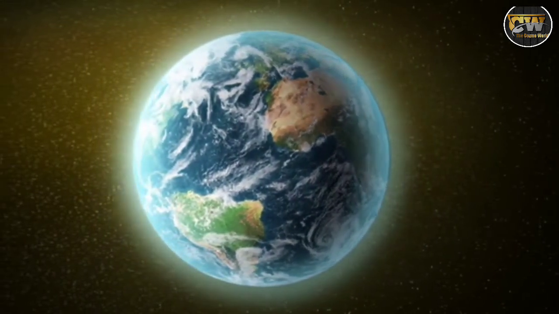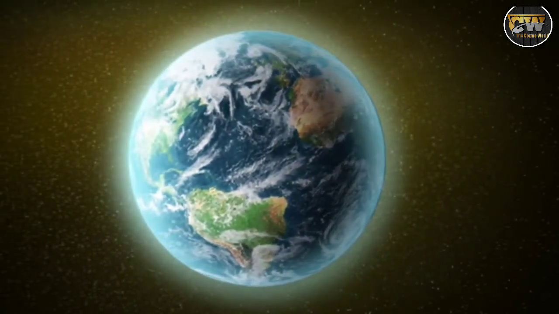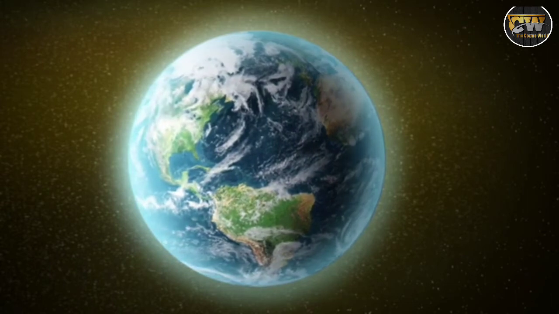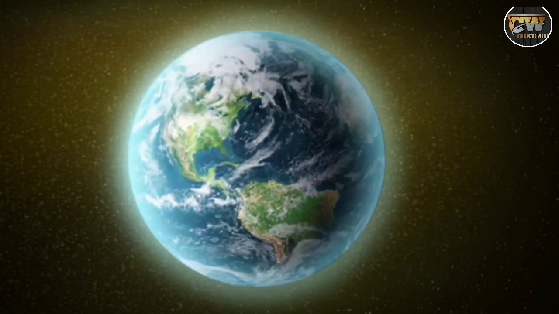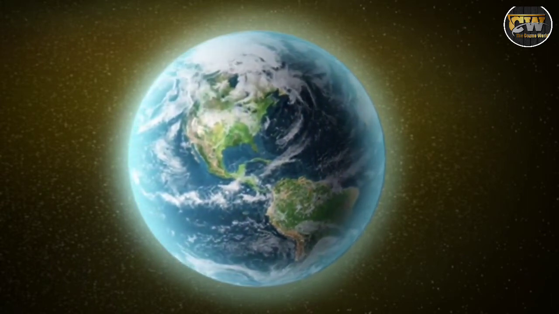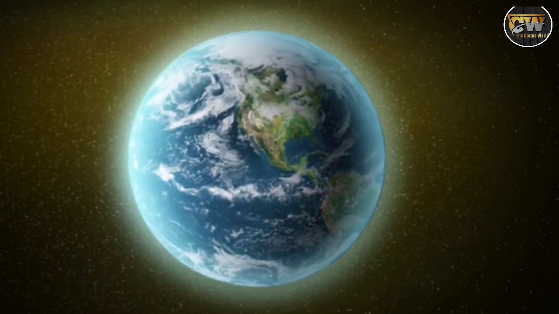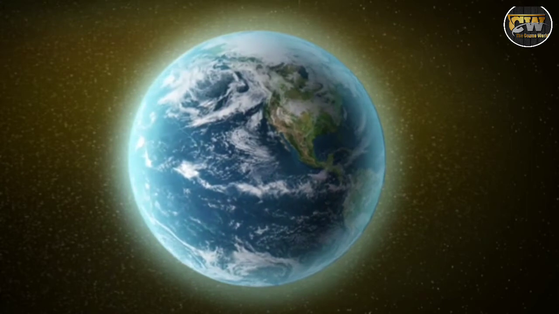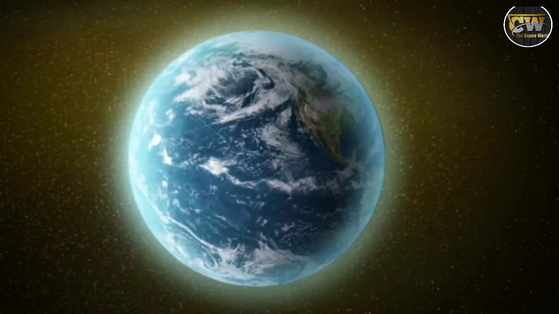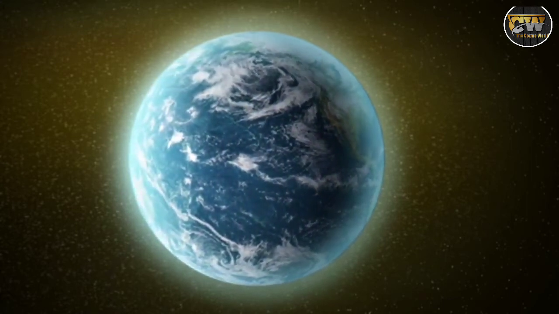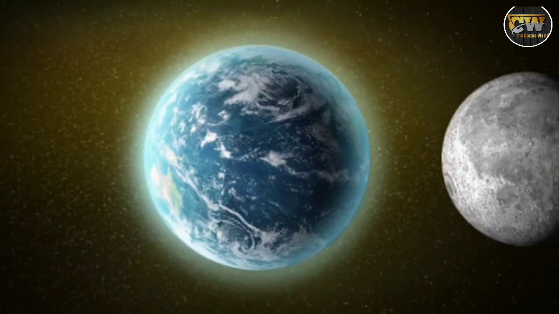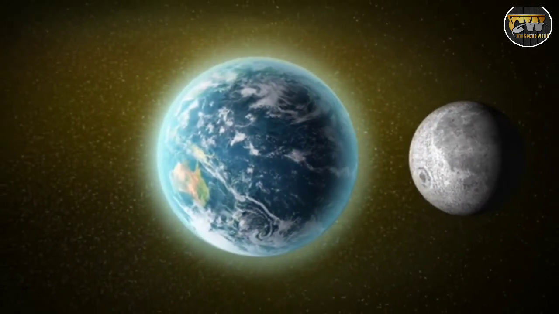The Earth appears blue-green due to the reflection of light from the water and landmass on its surface. The Earth's axis of rotation is not perpendicular to the plane of its orbit. The Earth is inclined to its orbital plane at an angle of 66.5 degrees. This tilt is responsible for the change of seasons on the Earth. The Earth has only one natural satellite, the Moon.